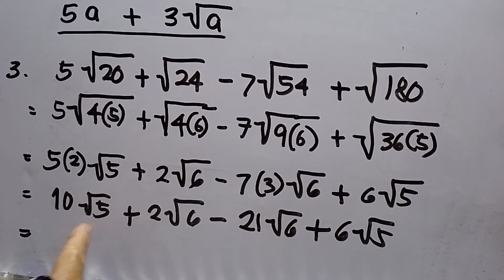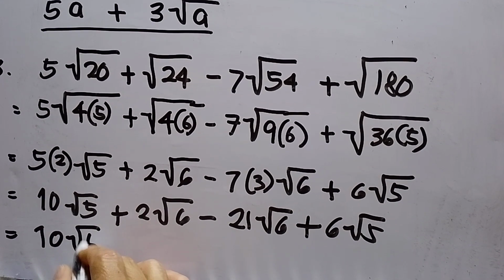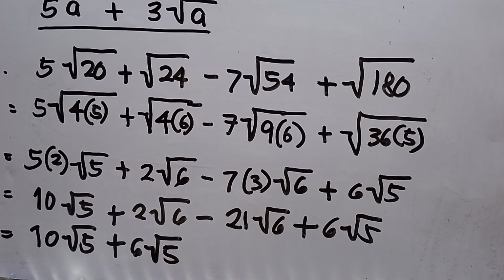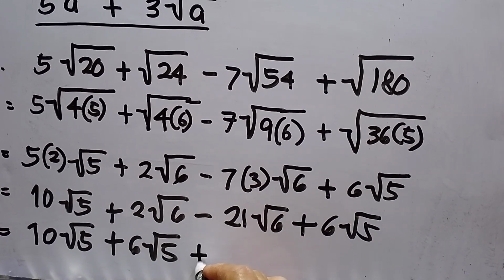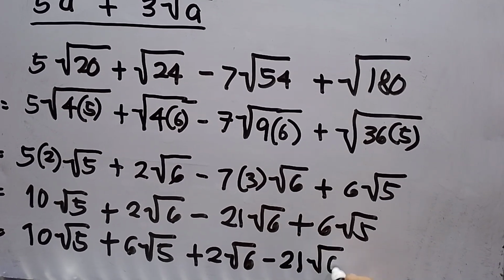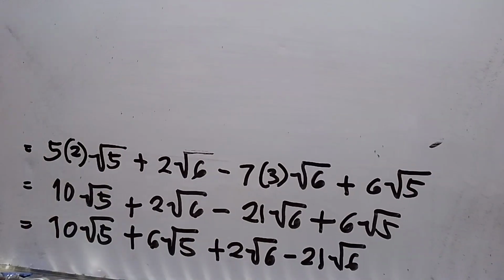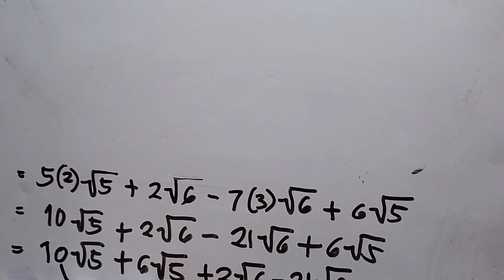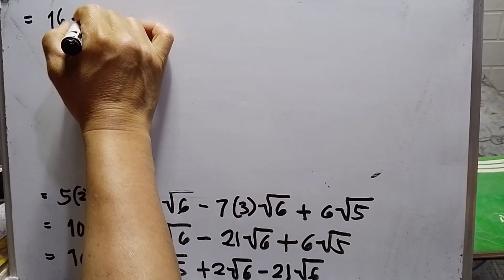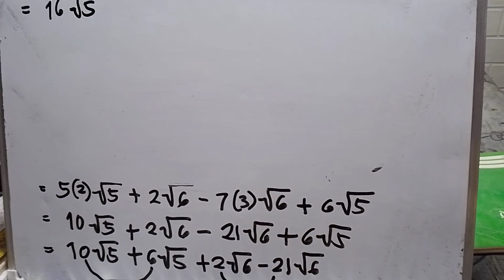Then I need to combine all square root of 5. So I have here 10 square root of 5. Then this one plus 6 square root of 5. Then copy the square root of 6 plus 2 square root of 6. Then minus 21 square root of 6. So combine this one, 10 plus 6. So this will be 16 square root of 5. Then this one, 2 minus 21.